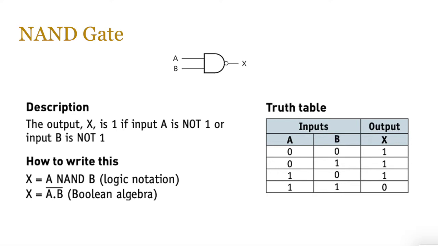Now you can write this as X is equal to A NAND B, NAND in capitals, in logic notation. In Boolean algebra form, you simply say X is equal to A dot B, which is A AND B, and you draw a big line over the top of it which indicates NOT. So that becomes NOT A dot B.